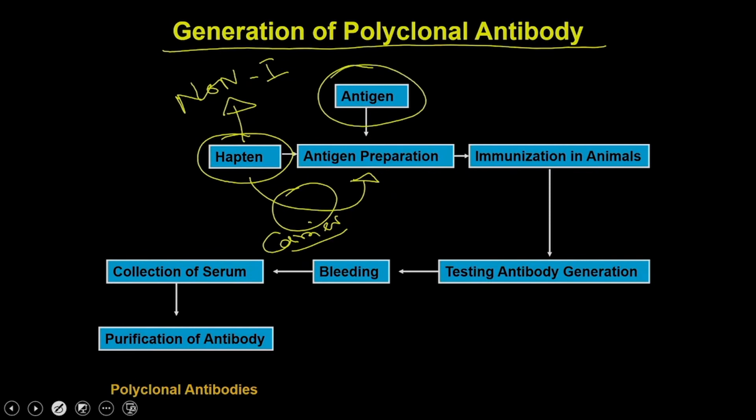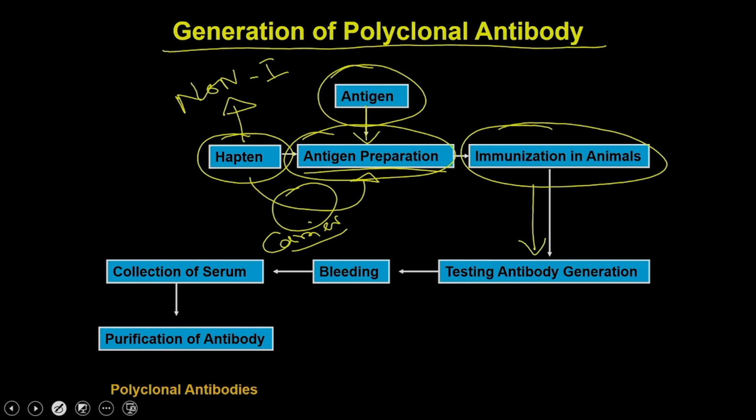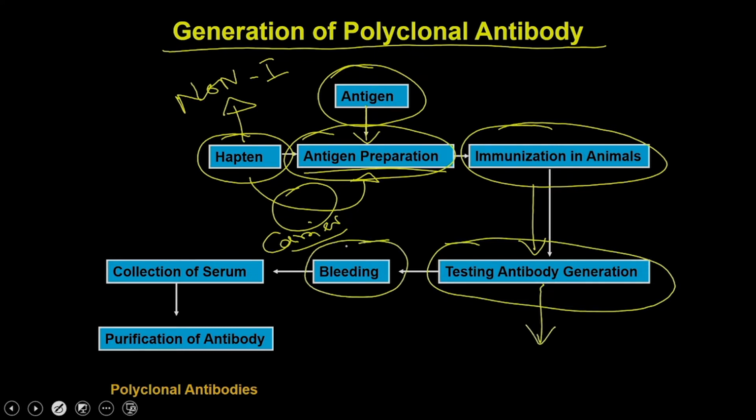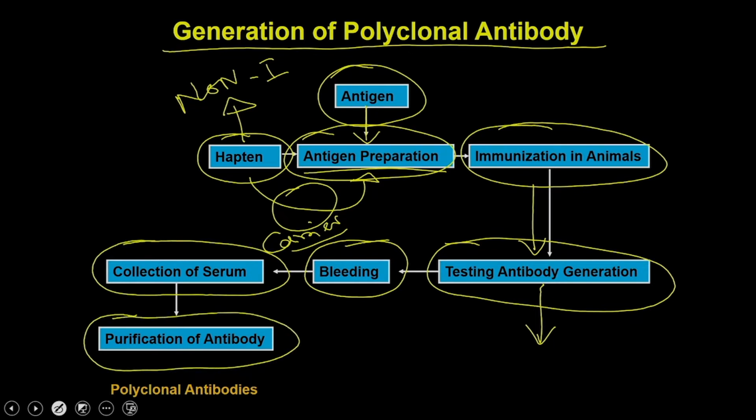Then these are the professional antigens which are also immunogenic. You have to process them into a preparation, making the antigen ready for immunization. Then you immunize the animals with this antigen preparation. Once you immunize the animals, you test them for generation of antibodies. Once you confirm that antibodies are being produced, you can bleed the animals, collect the serum, and from this serum do the purification of the antibodies, which gives you the polyclonal antibodies.